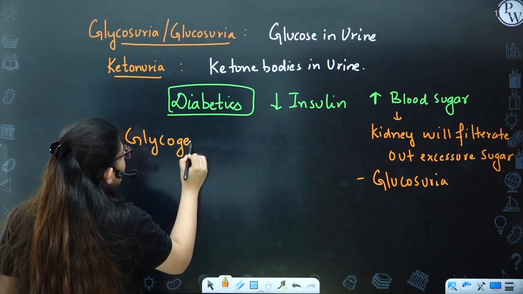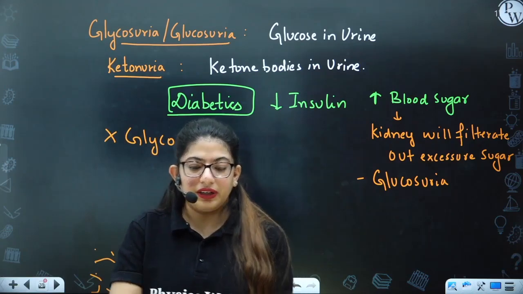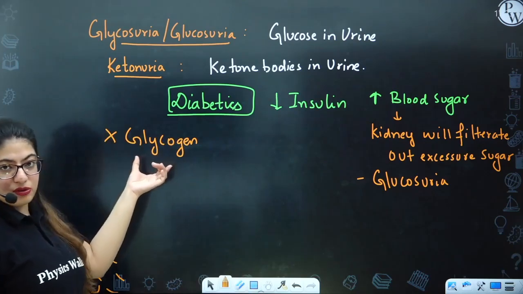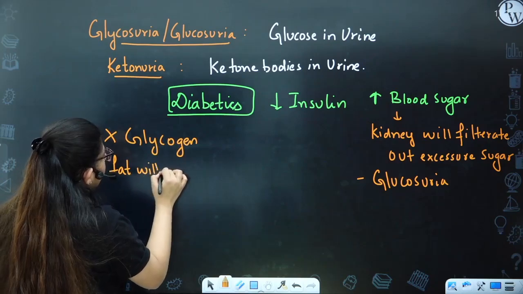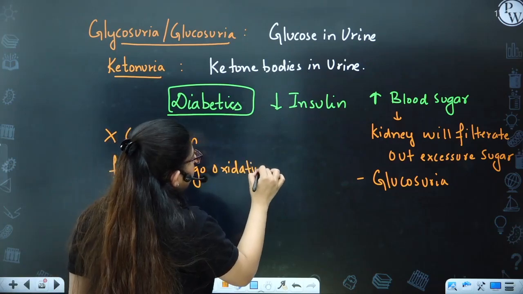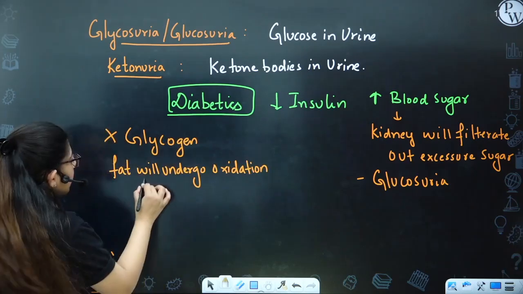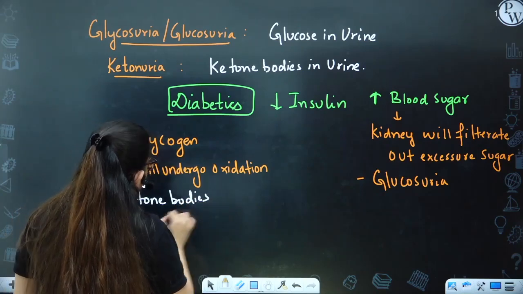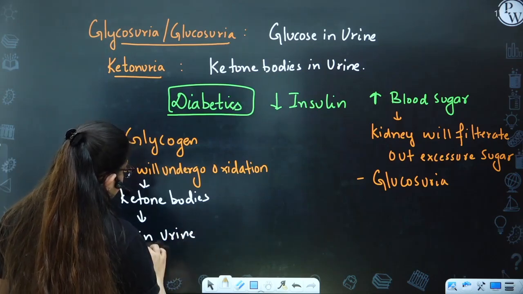What will be the next source of energy? How is the energy depleted in our body? First of all, the carbohydrates are depleted, then fats are depleted, and then proteins are depleted. Now, when there is no glycogen in a diabetic patient, fat will undergo oxidation. When fat undergoes oxidation, it cannot undergo full oxidation. It undergoes partial oxidation and hence it forms ketone bodies. And these ketone bodies will pass in urine and hence the situation is ketonuria.